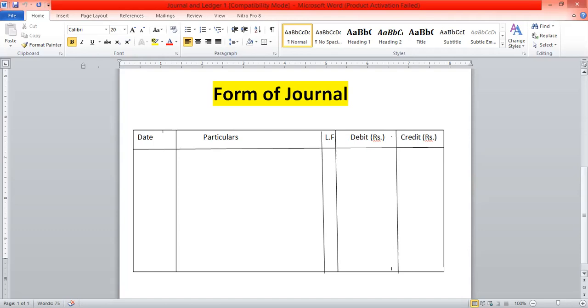Fourth column is debit amount. In this column, the amount debited is written. And fifth column is credit amount. In this column, the amount credited is written.